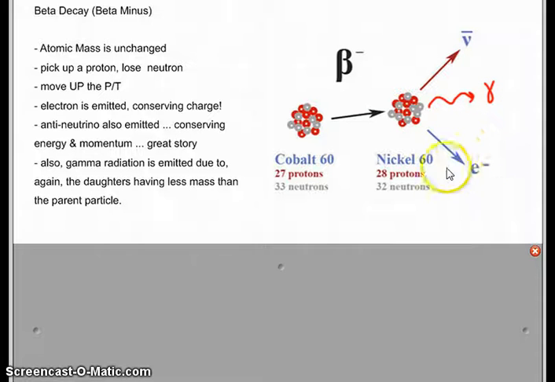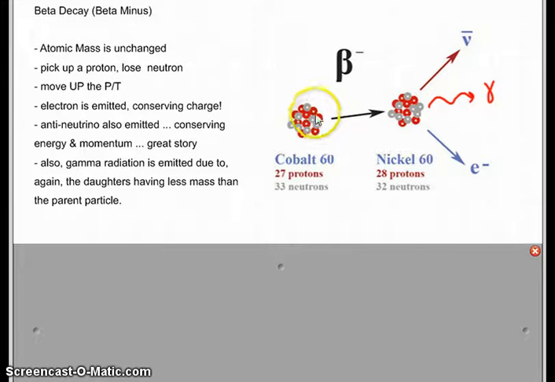This particle here, the electron, is called the beta particle in this reaction, and that's the thing that might be detected most easily by any sort of nuclear detector. So what's happening? The cobalt-60 is made of 27 protons and 33 neutrons. When it undergoes this beta minus decay, it becomes nickel-60. So you notice that the atomic mass hasn't changed. What has changed? Well, we've picked up one proton and we've lost one neutron. In fact, a neutron has become a proton.